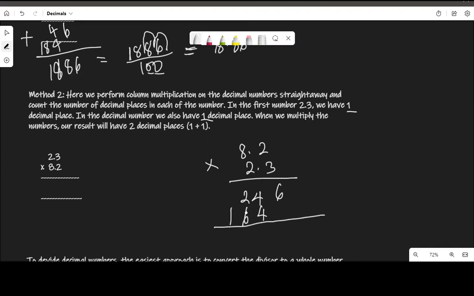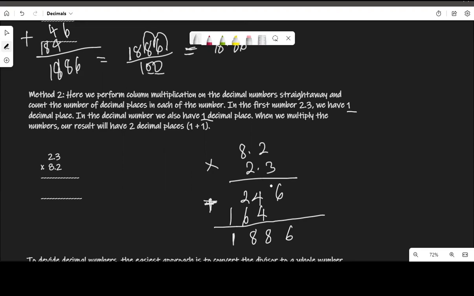Then we add this product together. Mind my handwriting, we bring 6 down, 6 plus 0 is 6. Then 4 plus 4 is 8. 2 plus 6 is 8. Then 1 plus 0 is 1.